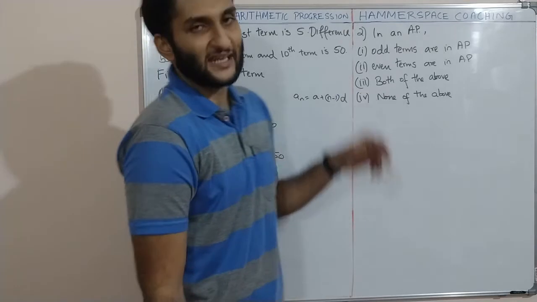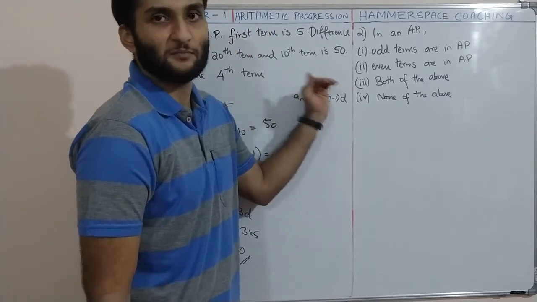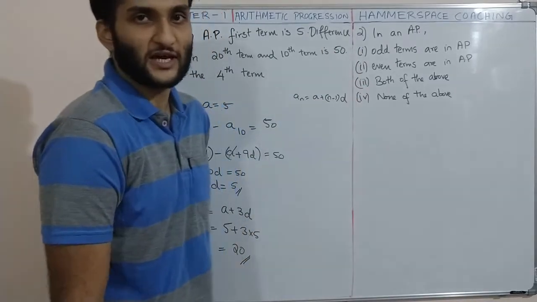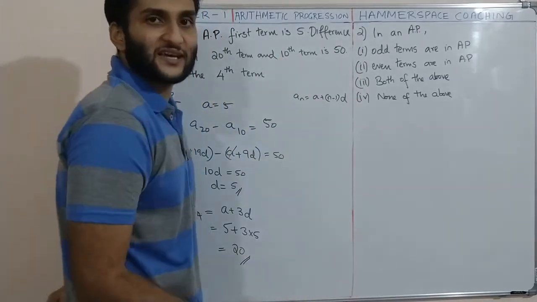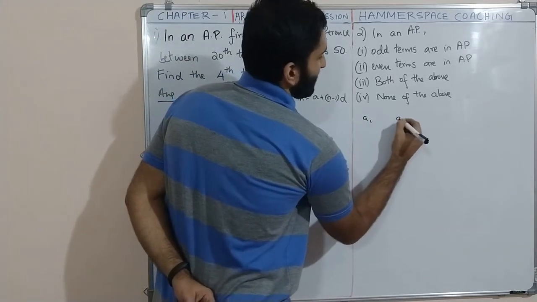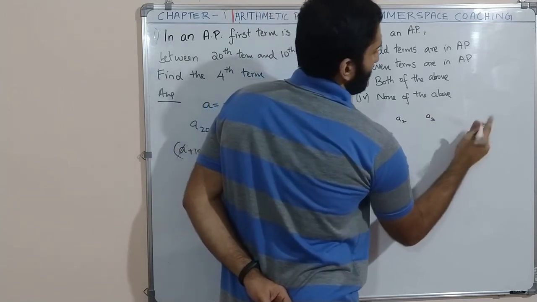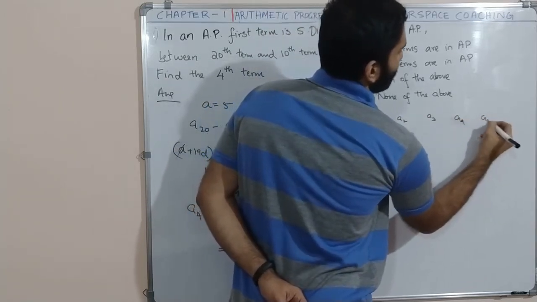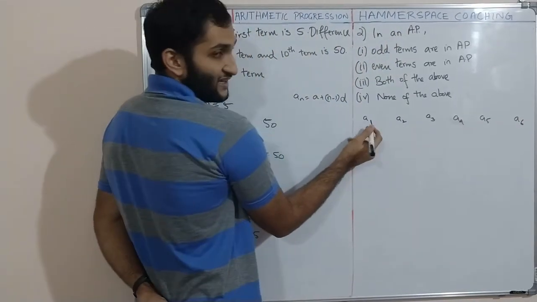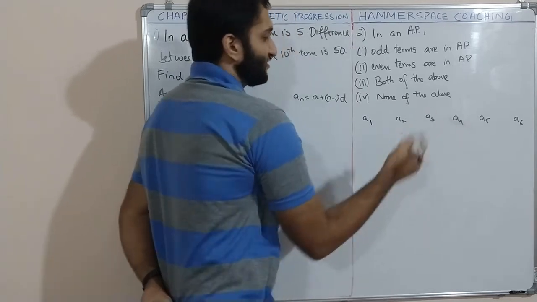Next, in an AP, odd terms are in AP, even terms are in AP, both of the above, or none of the above. You have to choose one answer. So, let us take any AP. For example, let us write the terms A1, A2, A3, A4, A5, A6. Let us write the odd terms. A1 is an odd term, A2 is even, A3 is odd, A4 is even, and so on.